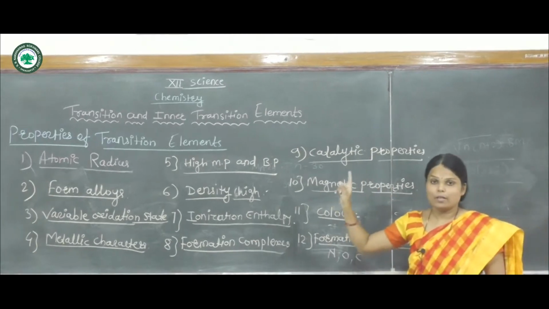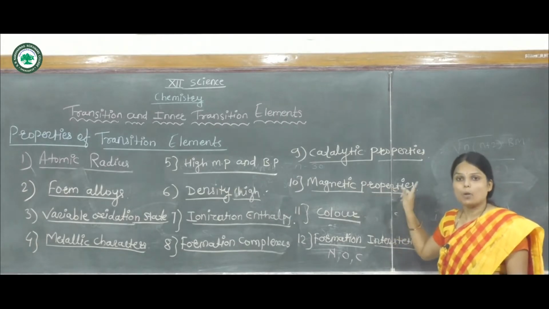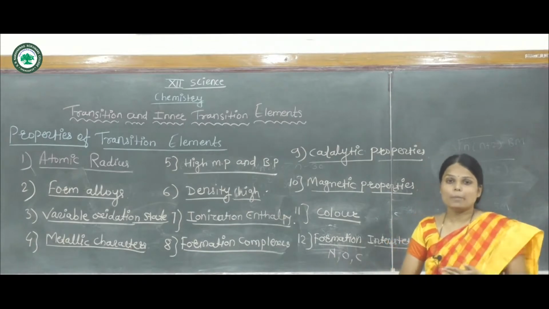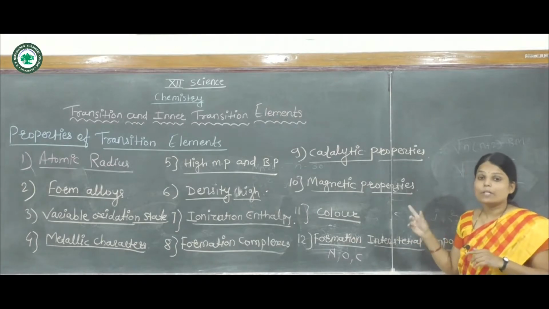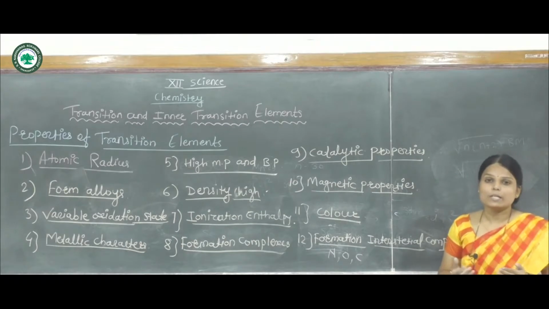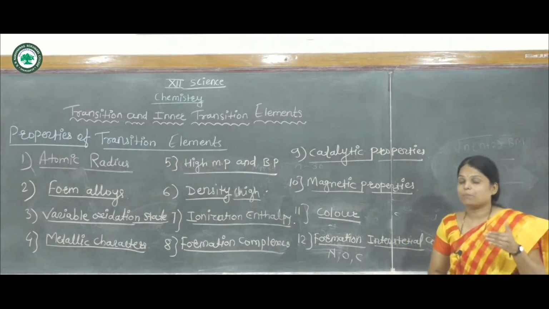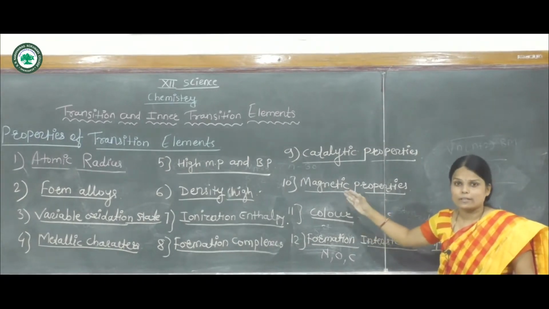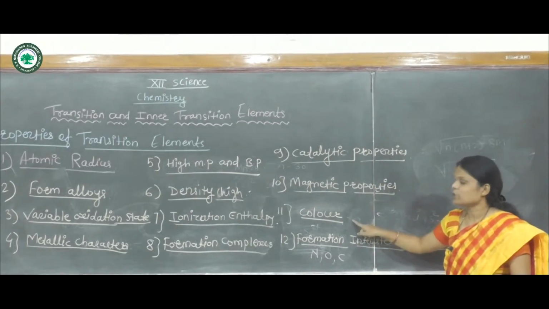The transition elements, the d block elements, can show magnetic properties. There are two types: paramagnetic properties and diamagnetic properties. Paramagnetic properties are shown when the number of unpaired electrons increases. As the number of unpaired electrons increases, the paramagnetic property also increases. And as the paramagnetic property increases, the color also increases, or gets darker. Elements with paramagnetic properties are also colored.